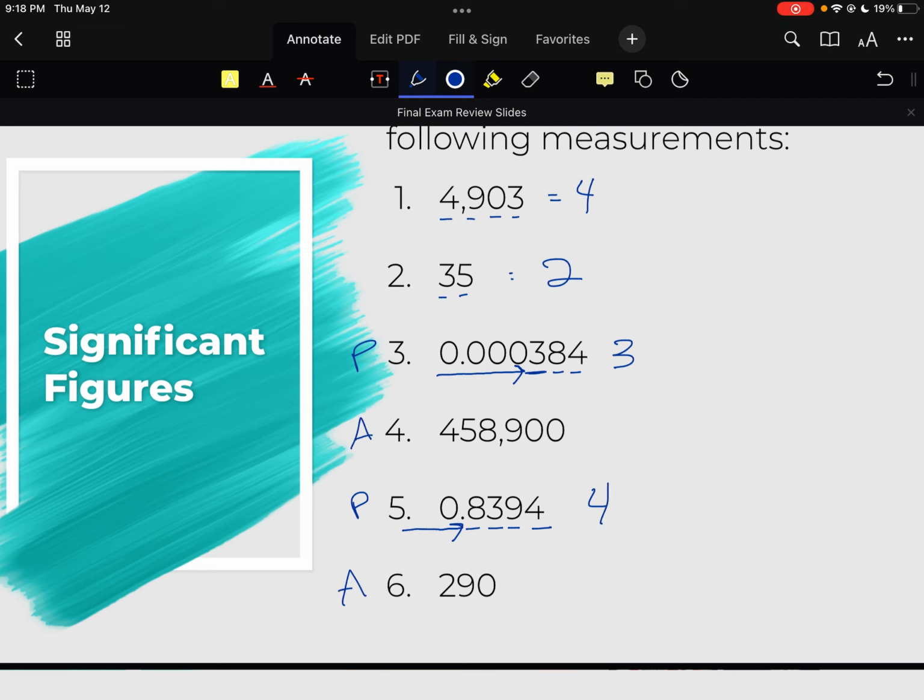For my ones that have a decimal absent, I'm going to start from the other way, the Atlantic. And again, I can't start counting until I reach a number. So I'm going to skip the zeros. Now I can count. So there's 4. Here, skip the 0. There's just 2.